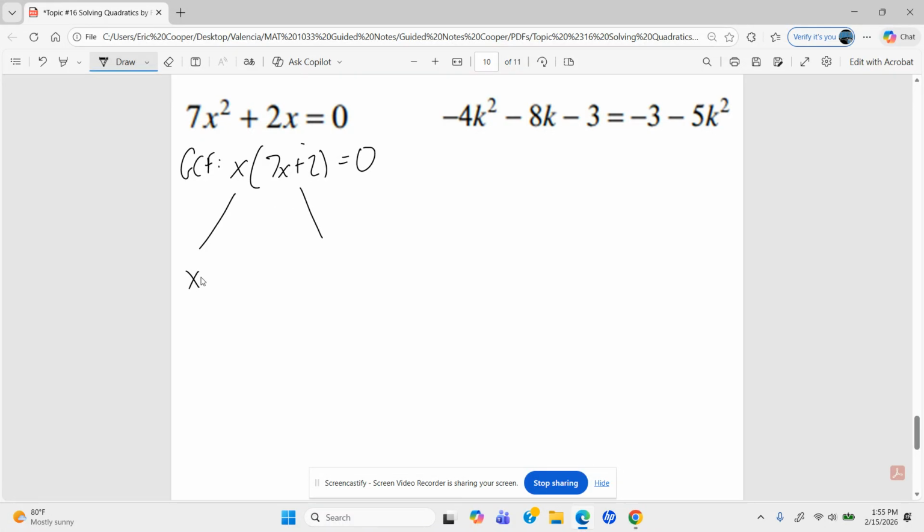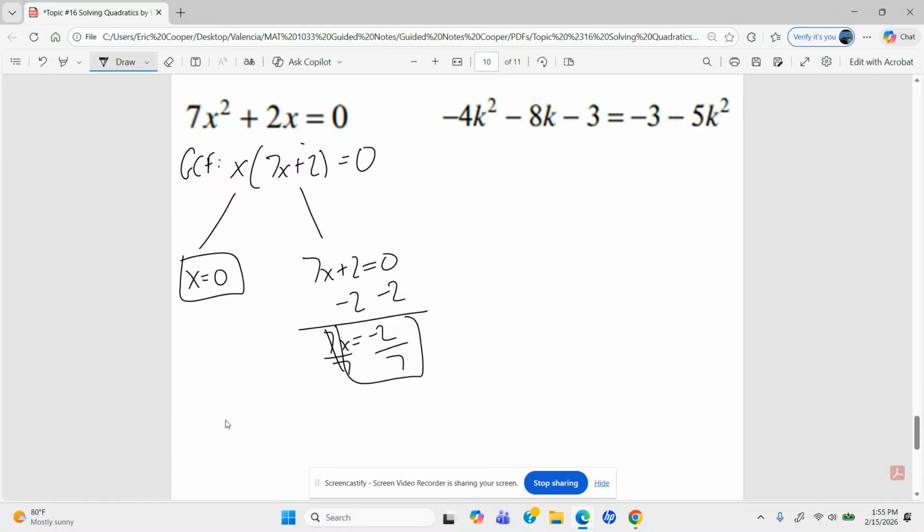So we're going to set everything equal to 0, including just the x. When I set the x equal to 0, that's one of my solutions. So in this case, x equals 0 is a possible solution. Going the other way, we'll solve for x, and we'll find it to be negative 2 over 7. So in this case, my answers could be 0 or negative 2 over 7.